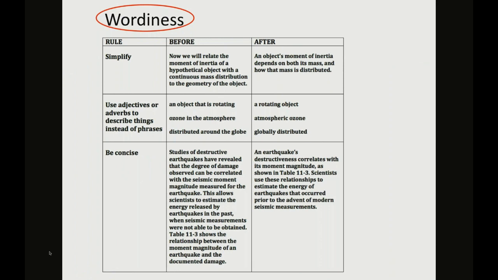Now here's a before. Now close your eyes and listen to this. Studies of destructive earthquakes have revealed that the degree of damage observed can be correlated with the seismic moment magnitude measured for the earthquake. This allows scientists to estimate the energy released by earthquakes in the past when seismic measurements were not able to be obtained. Table 11.3 shows the relationship between the moment magnitude of an earthquake and the documented damage.